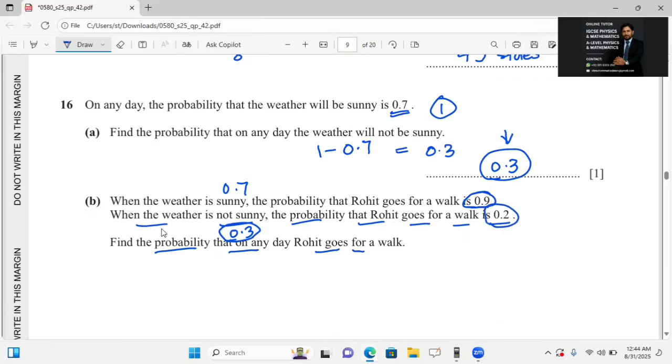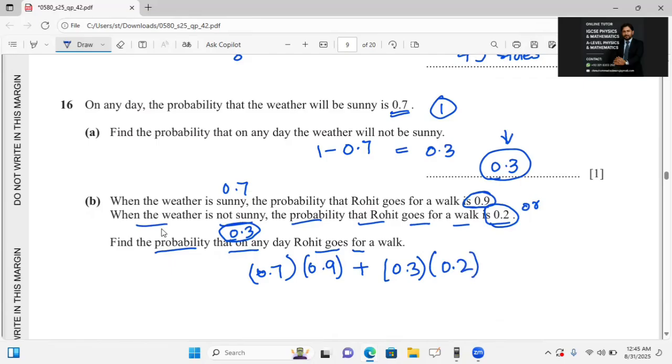So both probabilities should be multiplied, and then we can say they will also be added, because these two cases are being taken with the help of these conditions: when he goes for a walk and when he does not go for a walk. So I'm just multiplying them: 0.7 multiplied by 0.9 plus 0.3 into 0.2.